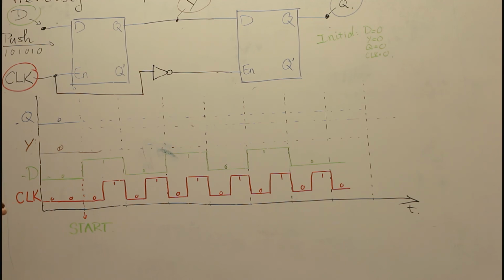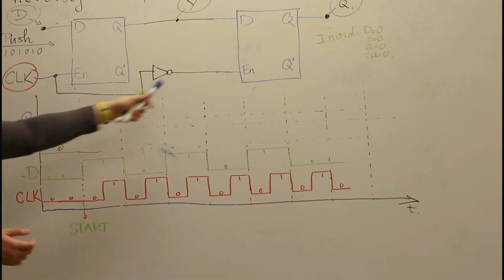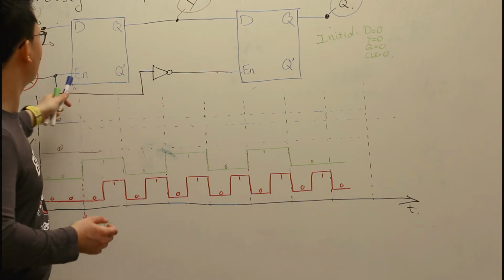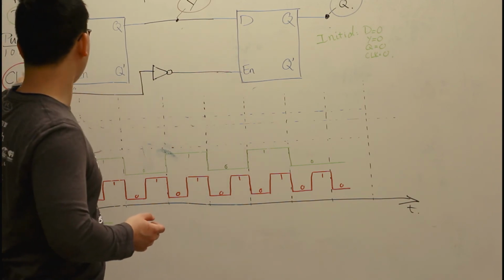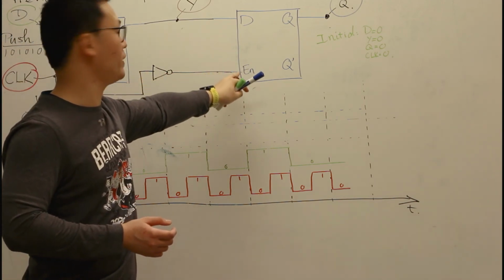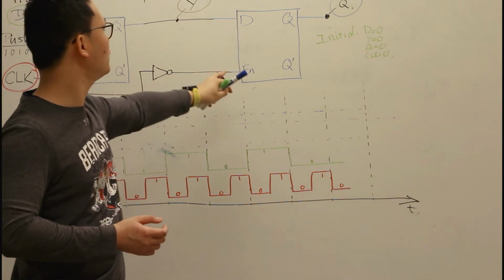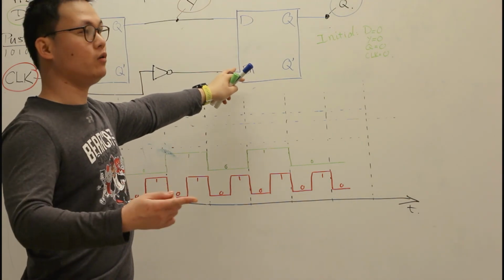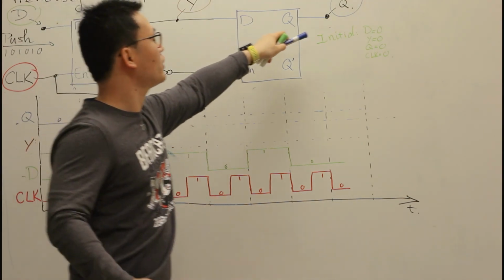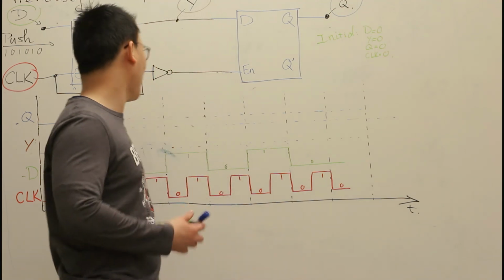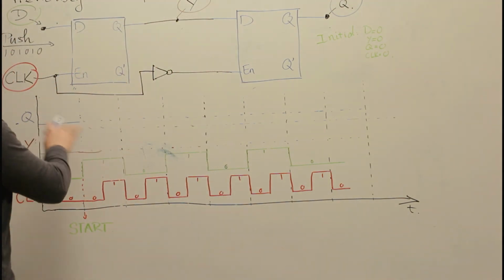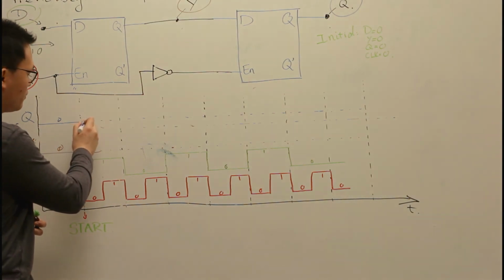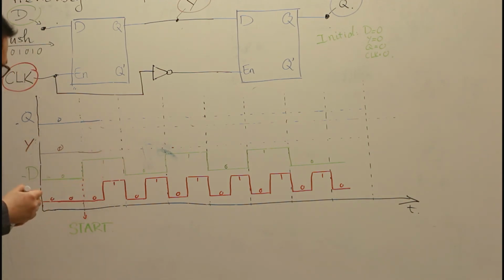So on, but for here, clock is 0, this D latch will receive a 1 right here, because there's an inverter. So this D latch now is enabled, and because it is enabled, Q can see what's going on in Y. So Q should have the same signal as Y, right? But because Y is 0, Q is still 0. Okay, up to this point.